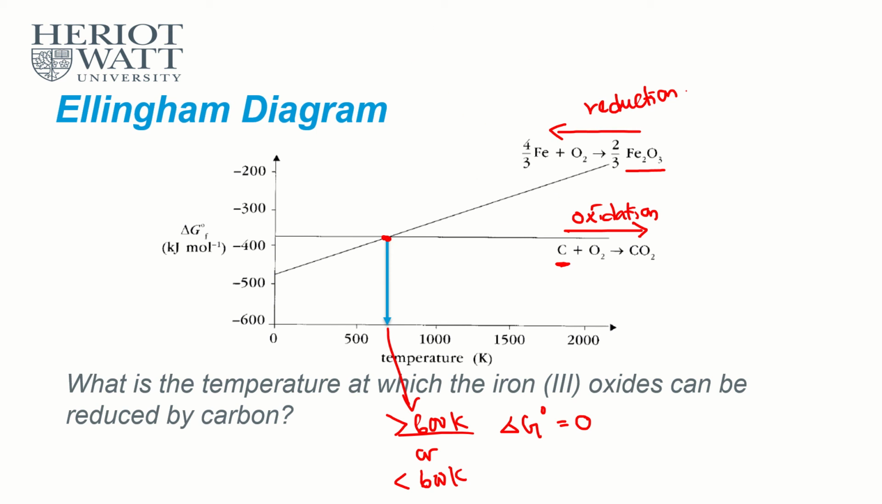We can use the equation to do this. The equation is Gibbs free energy equals enthalpy change minus temperature times entropy change. So this is the equation. We want to know what the Gibbs free energy is for these particular reactions.